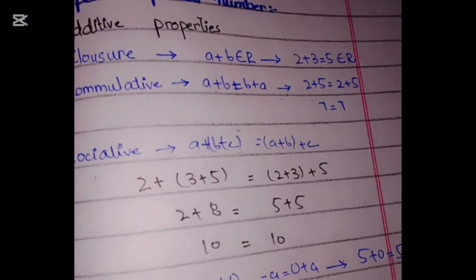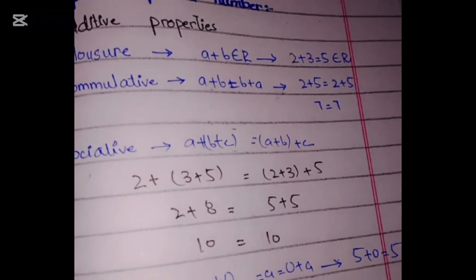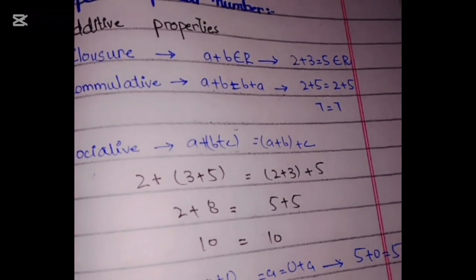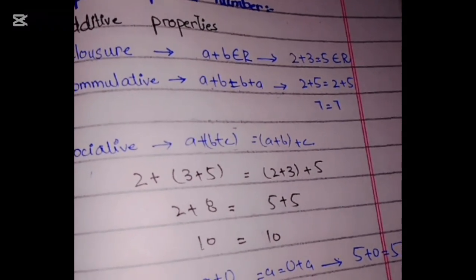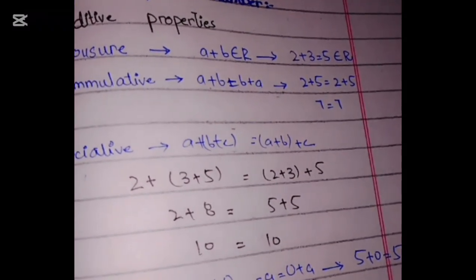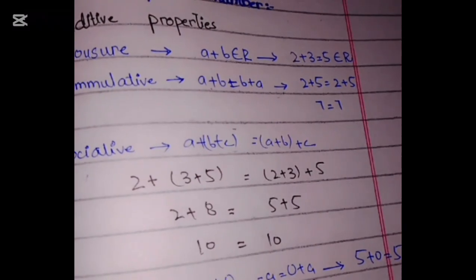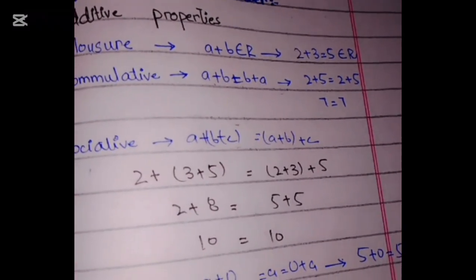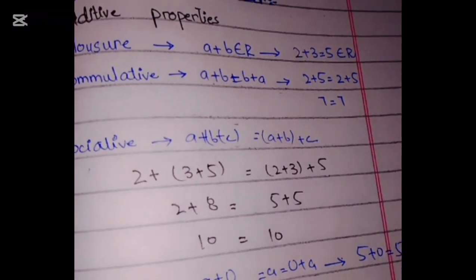So let's see an example of the Closure property. 2 plus 3 is equal to 5. 2 and 3 are both real numbers, and when we add these numbers we get 5, which is also a real number. When we add two numbers and get an answer that is a real number, that is called the Closure property.